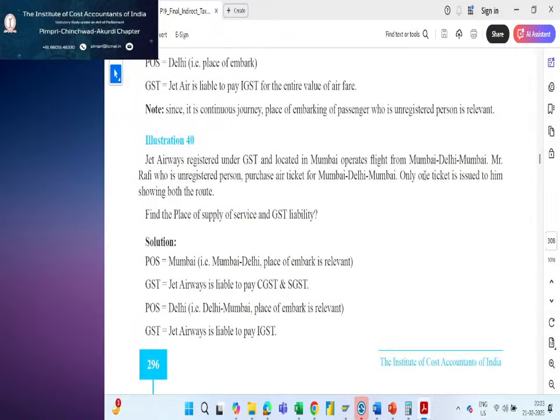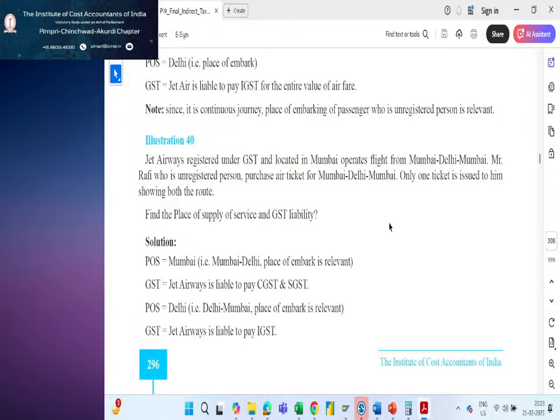The below is also like a round trip. We call it as a round trip, like Mumbai to Delhi and then Delhi to Mumbai. In that case, what is the place of supply of service and which GST is applicable, we should identify here. That is place of supply is Mumbai and the GST applicable, if you see Mumbai and then the person is also from Mumbai, so it is intrastate supply, so CGST SGST.